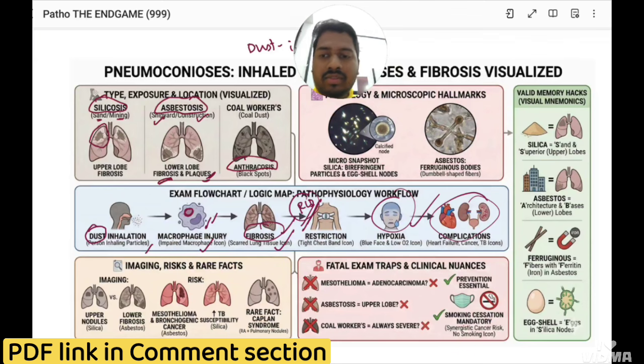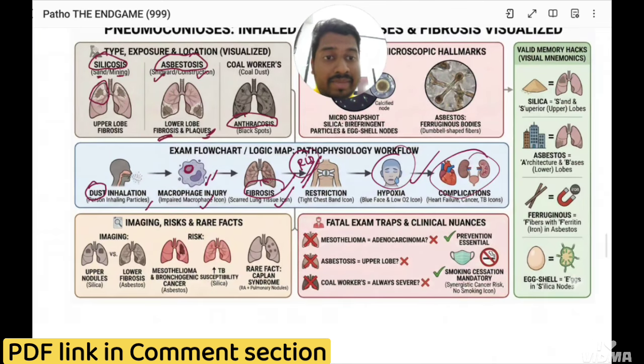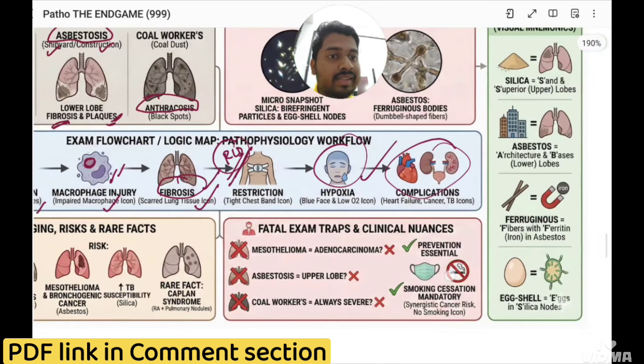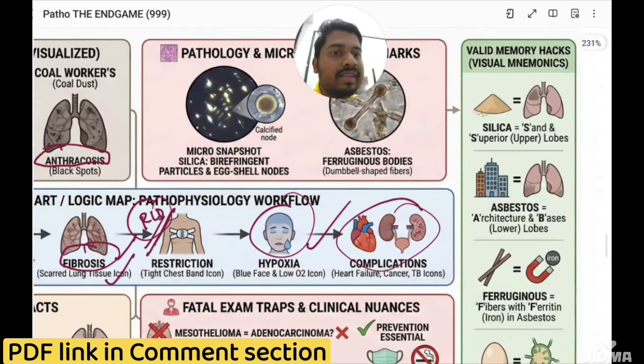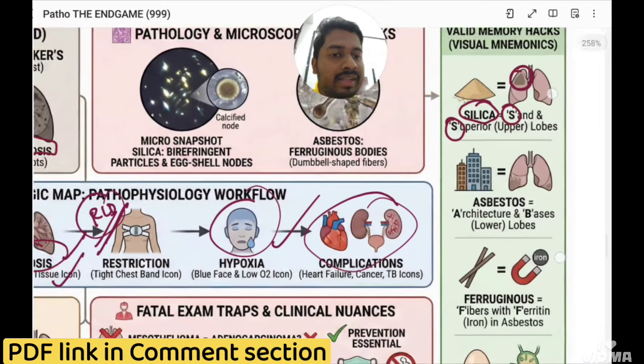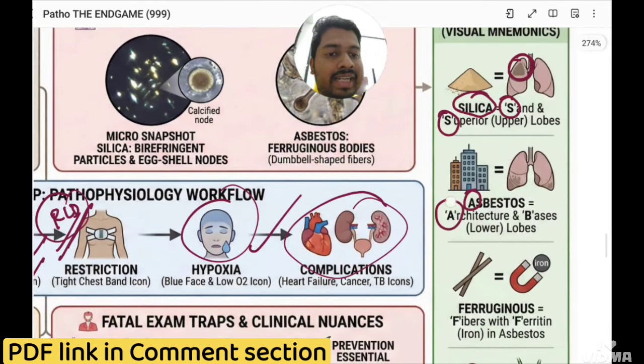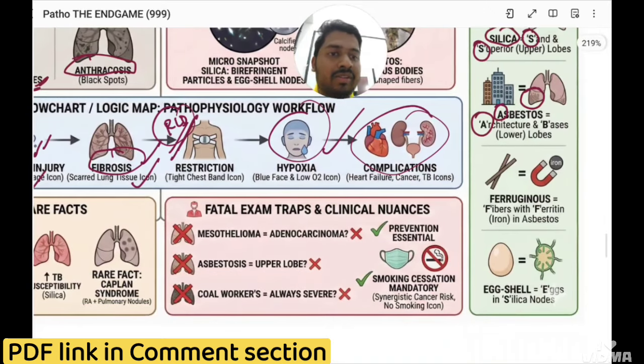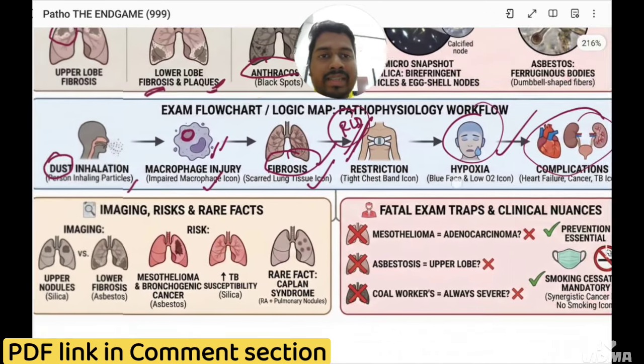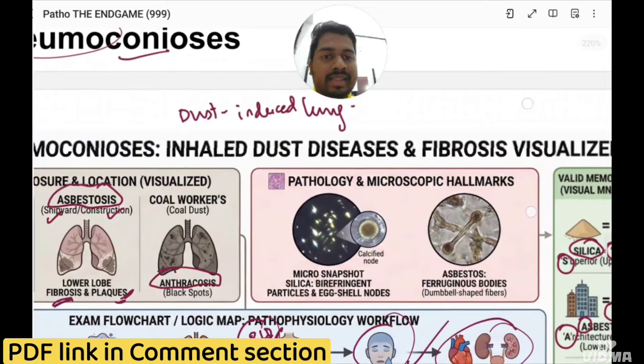What are the main imaging points to differentiate? This is the visual mnemonic for this. Silica: S is for superior, so upper lobes of the lungs are involved. Similarly asbestosis: A for architecture, so shipbuilding or construction work, or base, meaning the lower part of the lungs. So lower lobes.